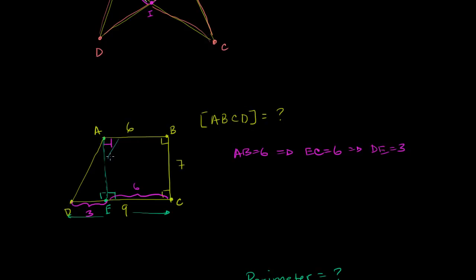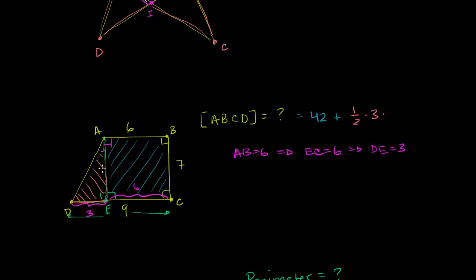The area of this part right over here, this rectangle, is just going to be 6 times 7. So it's going to be equal to 42, plus the area of this triangle right over here. And that's 1/2 base times height. 1/2, the base over here is 3. 1/2 times 3. And the height over here is, once again, it's going to be 7.